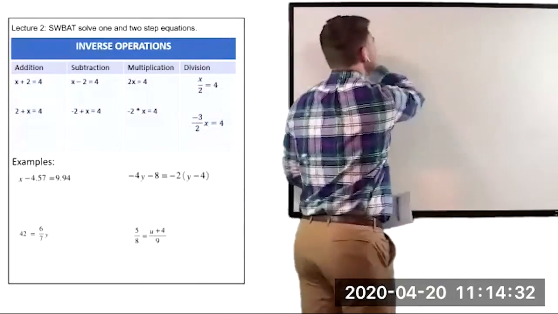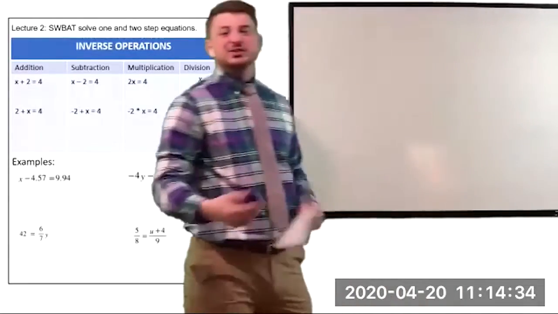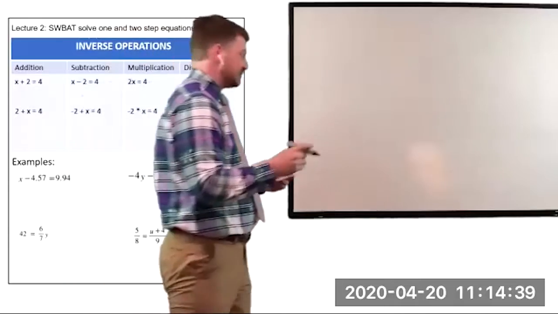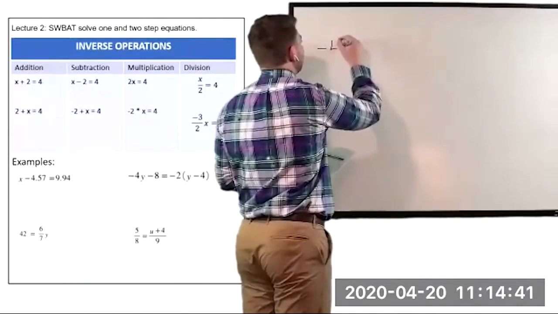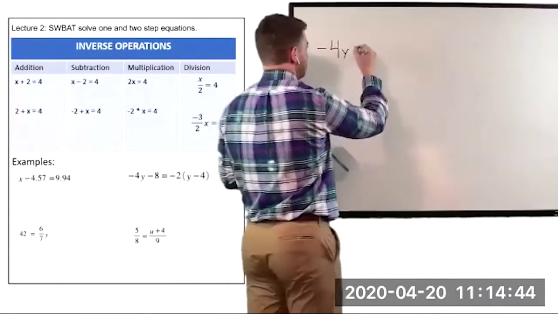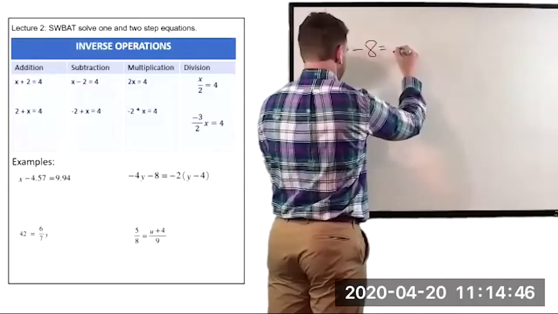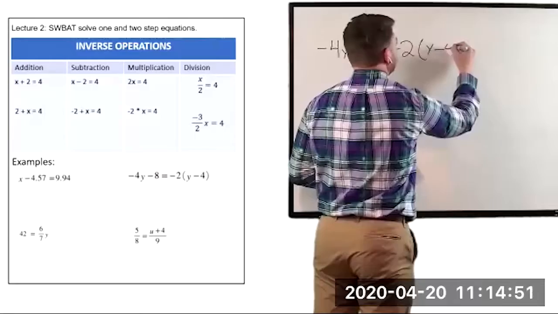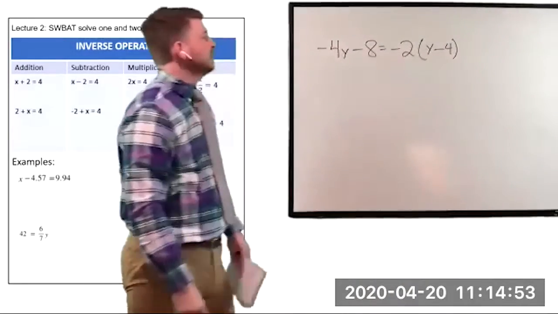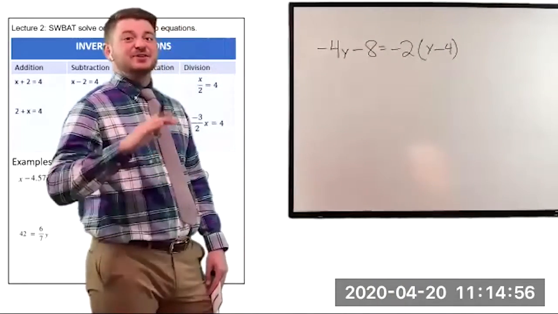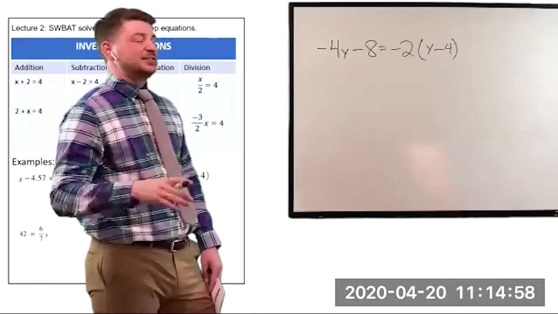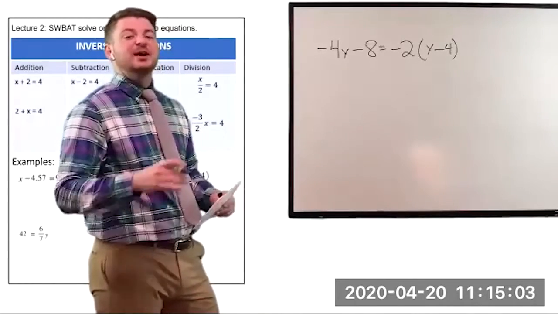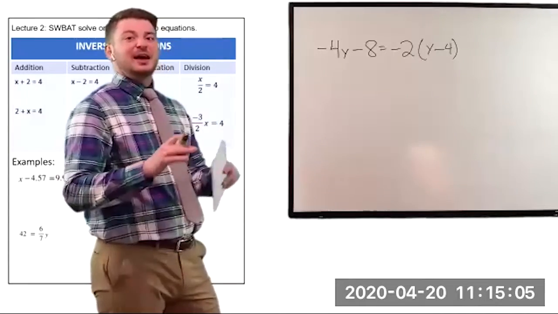And then you'll move to the multi-step problems where you'll have to actually do some combining like terms, something like that. So if we're looking at the first multi-step problem, -4y minus 8 equals -2 times y minus 4. Okay. So for these multi-step problems, the first thing that you're going to want to do is expand them out all the way. So when I say expand them out all the way, I mean distribute or multiply any terms that you can.